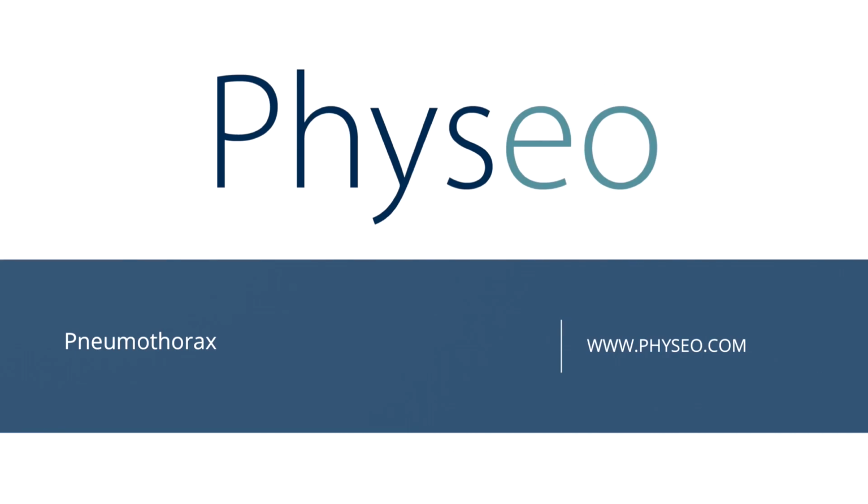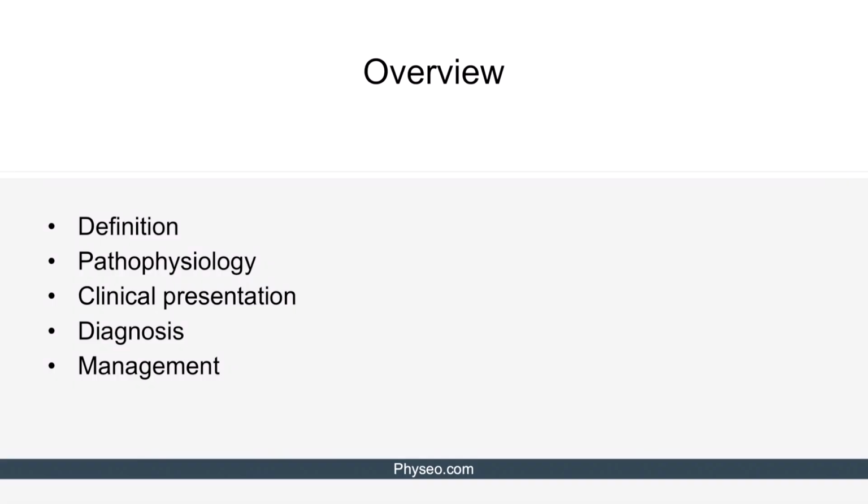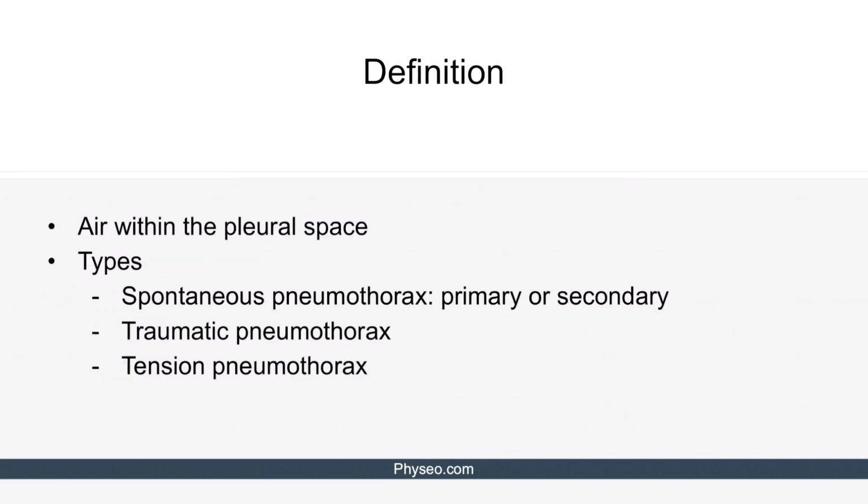Let's get started. Here's our overview slide. Let's begin with the definition. Pneumothorax refers to air within the pleural space. There are three general types: spontaneous pneumothorax, which can be primary or secondary, traumatic pneumothorax, and tension pneumothorax.